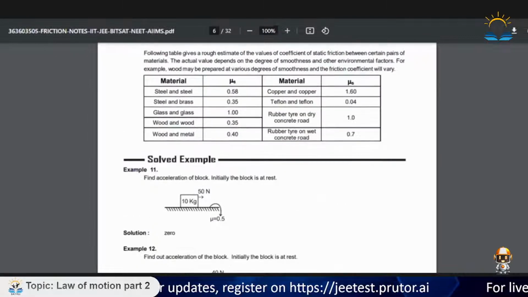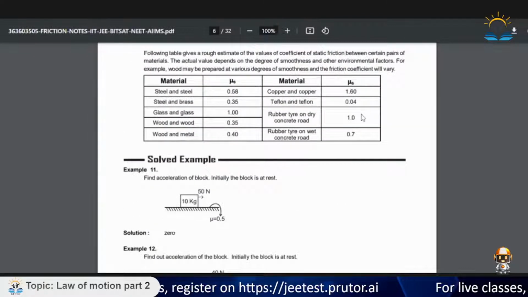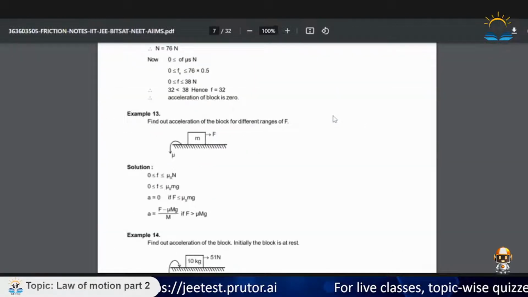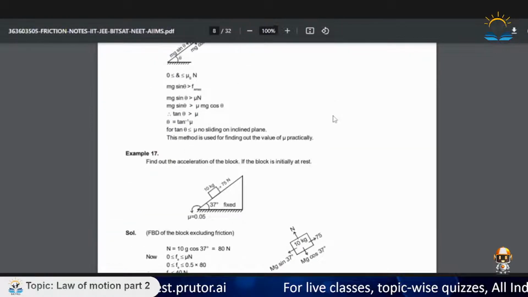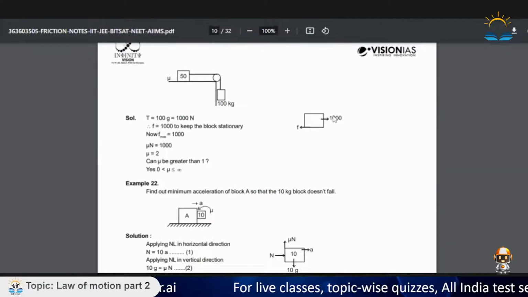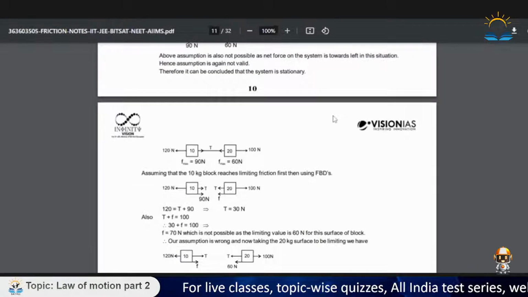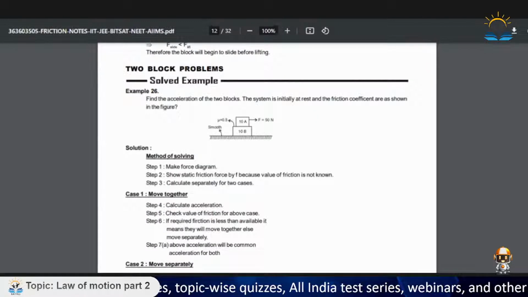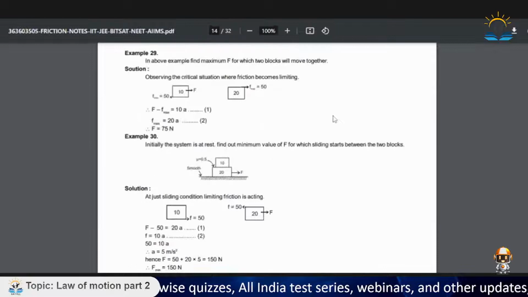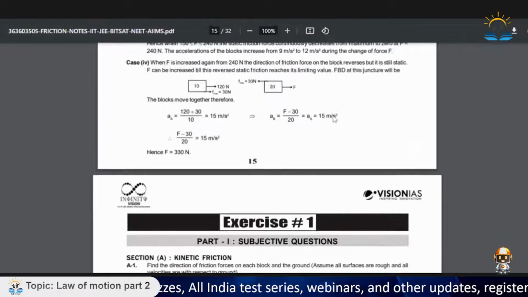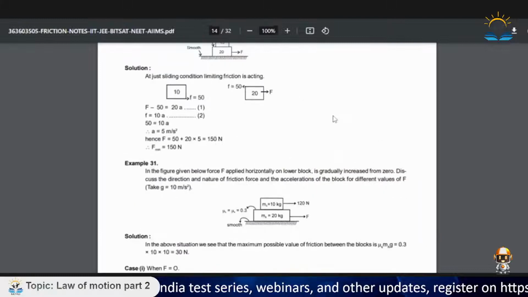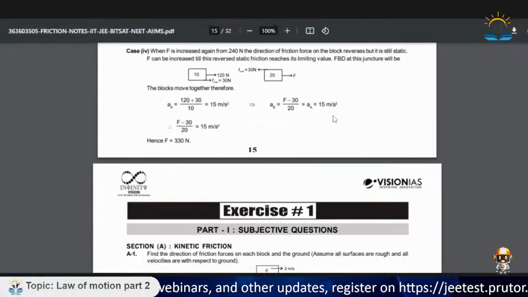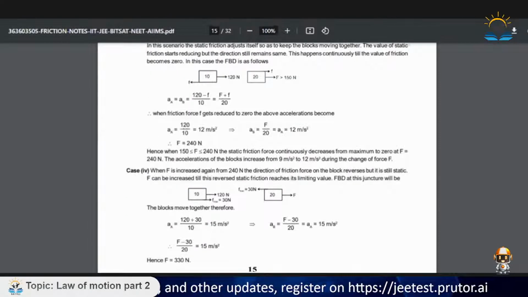Here is this table of coefficients of friction, but you are not required to remember these. Okay, now we will see rolling friction.